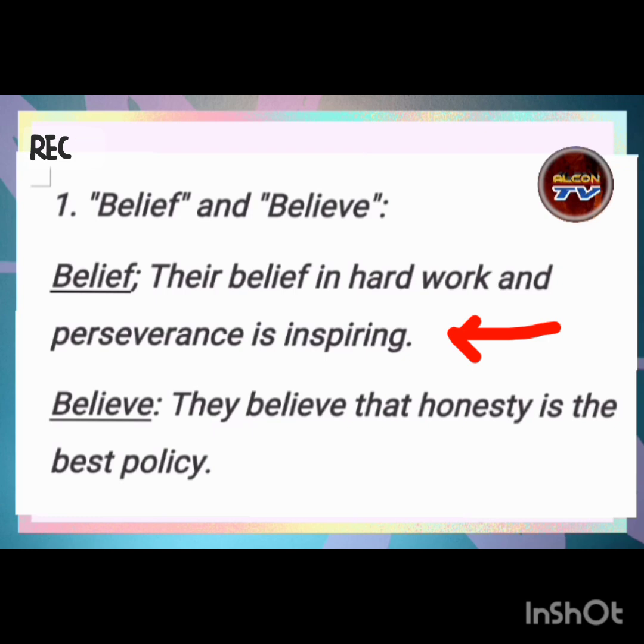Now, like I said, belief transforms, the ending changes to VE. So the next sentence is going to be for believe. Now, believe will be: They believe that honesty is the best policy. They believe that honesty is the best policy. Now, let's go to the next example.